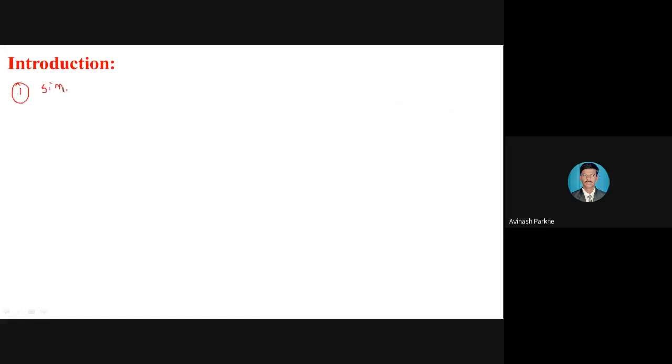Simply supported beam. Only two types of beams we have to study in this chapter. Simply supported beam. There are two standard cases. Let us see. Simply supported at the two ends, subjected to the point load at the center. A, B, C. This is the one case.